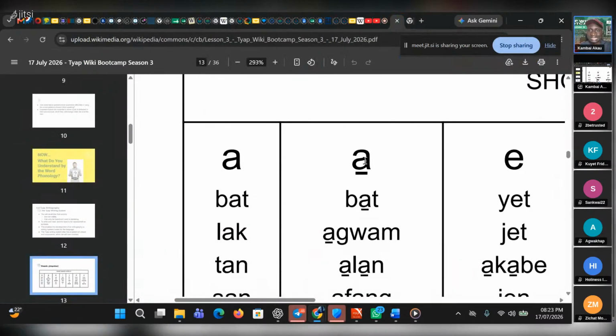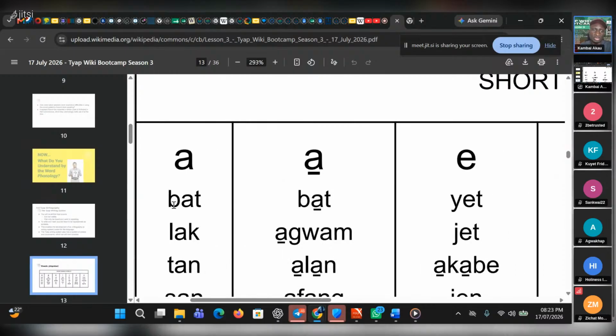So this is the sound. This is a. Just know that the English language doesn't mark their own below. So most English words, when you just call this one like this without an underscore, it's just a. Even though you have different ones, just take note that this is a in Tyap.